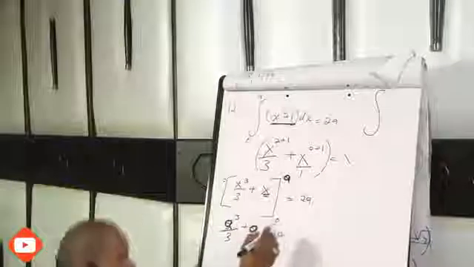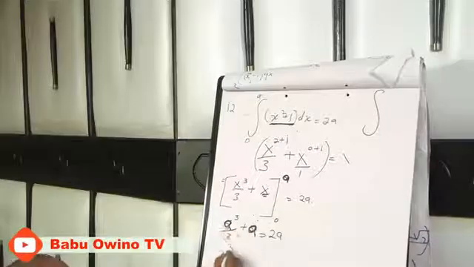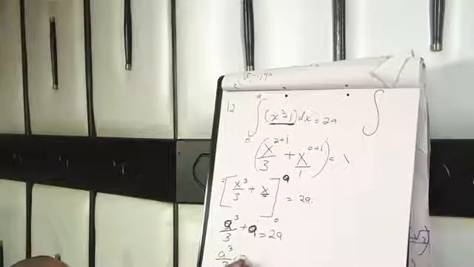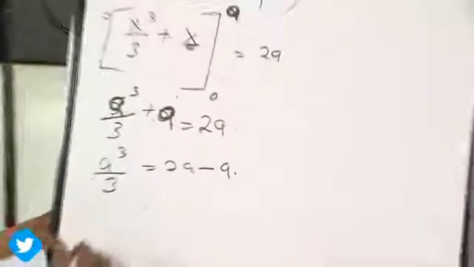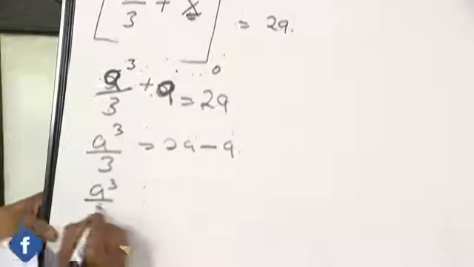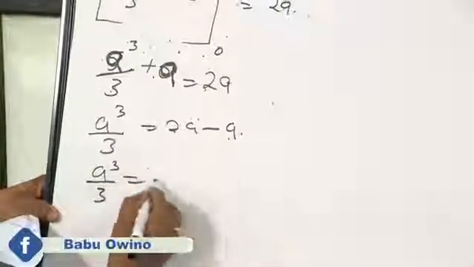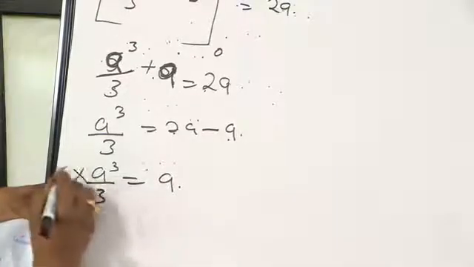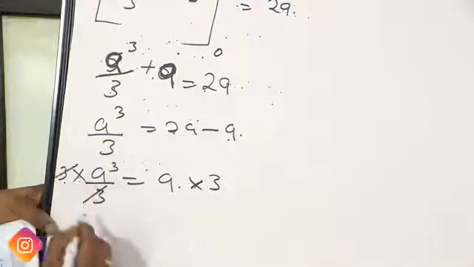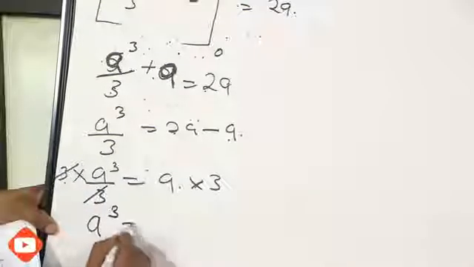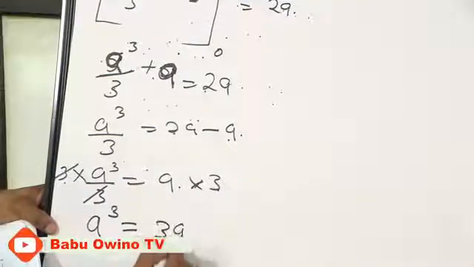Then collect the like terms. a raised to power 3 divided by 3 equals 2a. When a crosses the other side it becomes minus a. So a raised to power 3 divided by 3 equals 2a minus a, which is a. Then cross multiply by 3, both sides. This 3 and 3 goes. Then we have a raised to power 3 equals 3a.